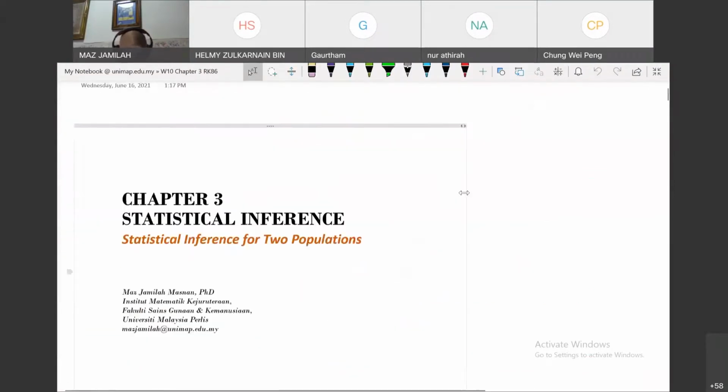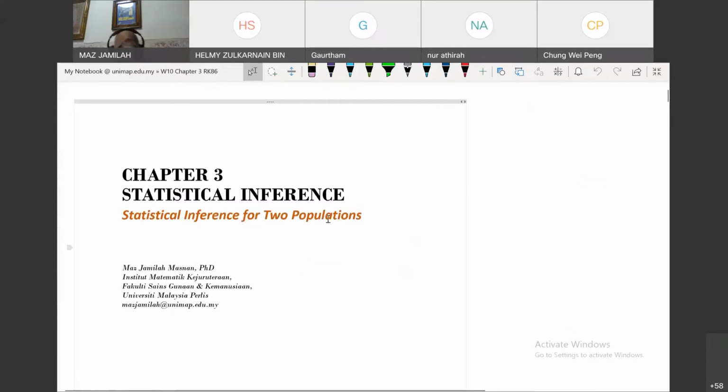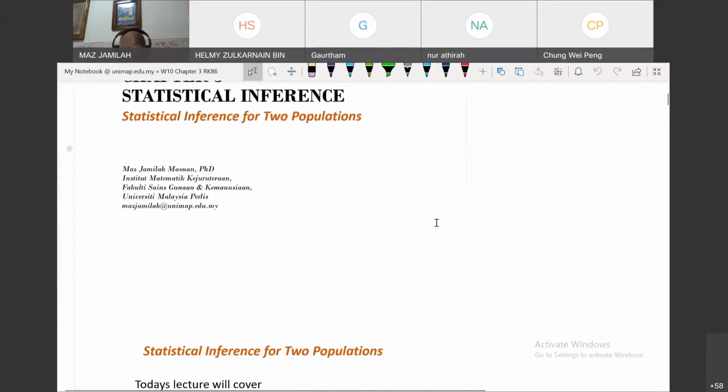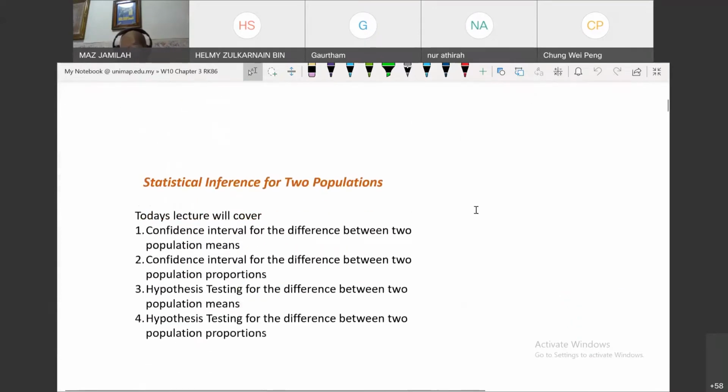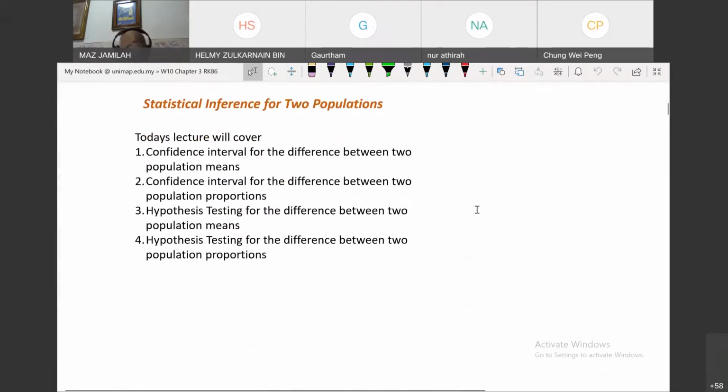Now, let's continue with the statistical inference for two populations. For today's class, we are going to finish all four, because we have another class that should cover the non-parametric statistics for one population and two populations. So that would be the last part of our chapter.